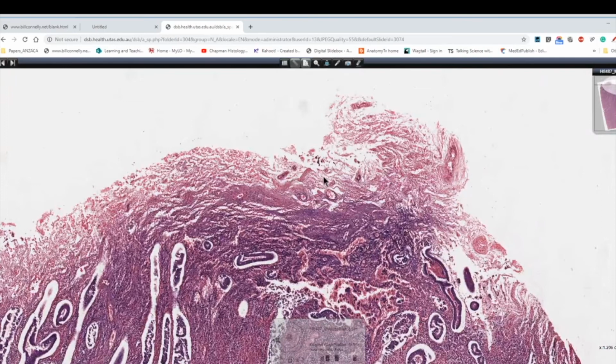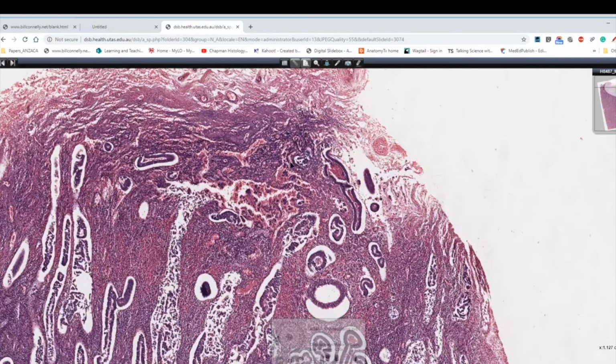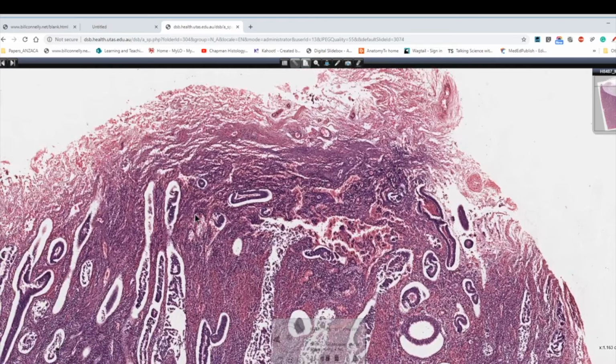So looking for the stroma being shed, blood cells, very unhealthy looking glands. So that's what you look for.